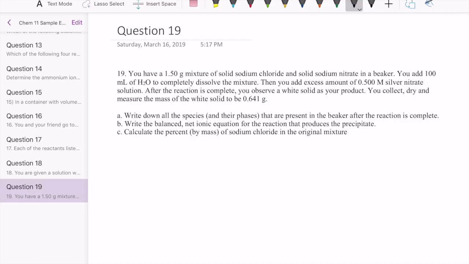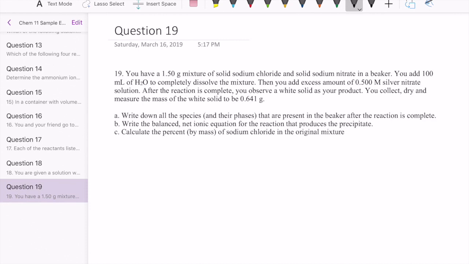Okay, let's take a look at the last question in sample exam 2, Chem 11. This question says that we have a 1.5 gram mixture of solid sodium chloride and solid sodium nitrate in a beaker, okay? And then we add water to it to completely dissolve both of those salts, and then we add excess amount of silver nitrate, then some reaction occurs, and we see a white solid as a product, and weigh that to be 0.641 grams.